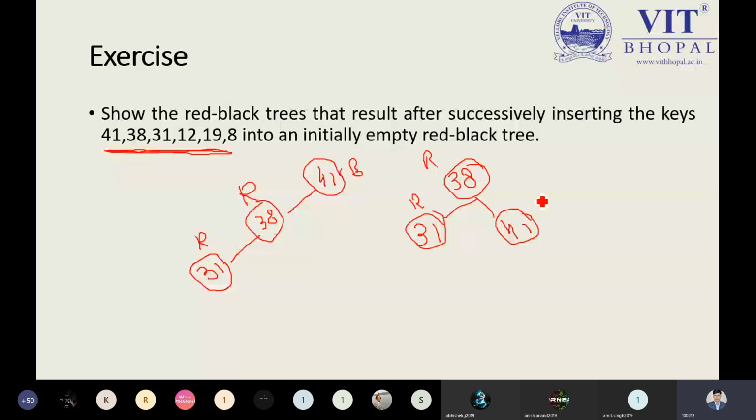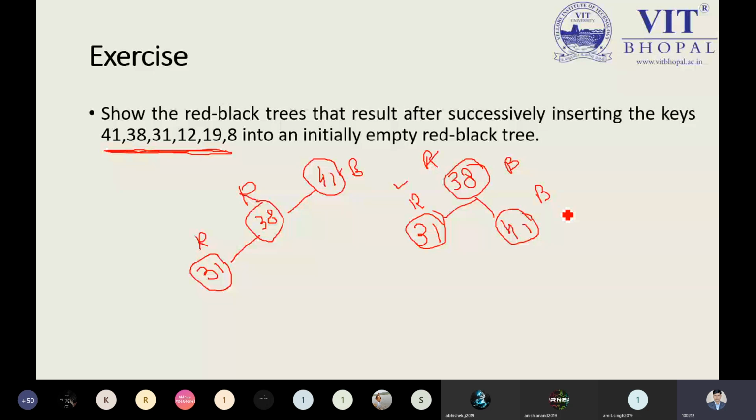So this is the property we need to follow. So 38 will be black. And why black? Because it is the root node now, and these are red. So undoubtedly 31 will be red. There is no color change required over here, and 41 is black. So we can maintain this property of 31.